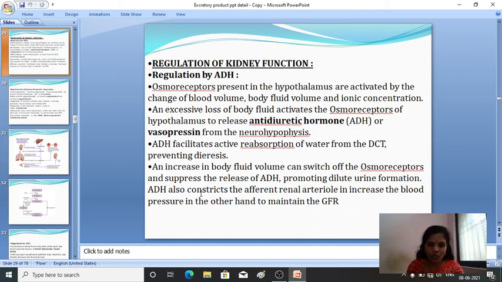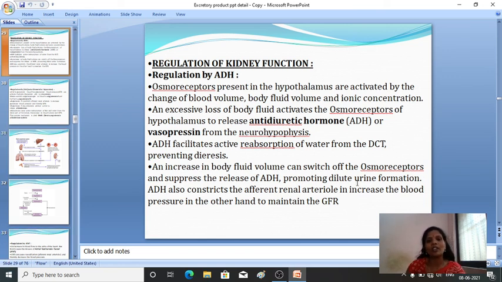And ADH also constricts the afferent renal arterioles and increases the blood pressure, on the other hand, to maintain the glomerular filtration rate.